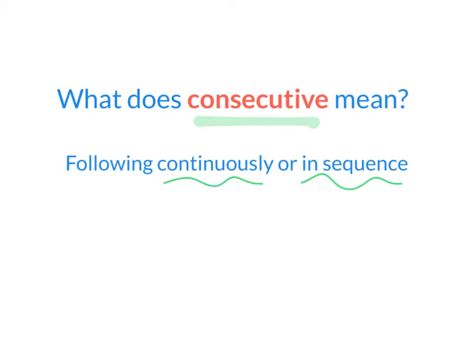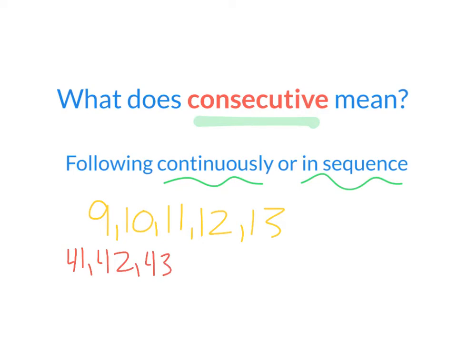So as an example, some consecutive numbers would be like 9, 10, 11, 12, 13, right? Those all go in order. Another example of consecutive numbers would be 41, 42, 43, okay? You could even have some consecutive numbers that are negative. That could be like -6, -5, -4.